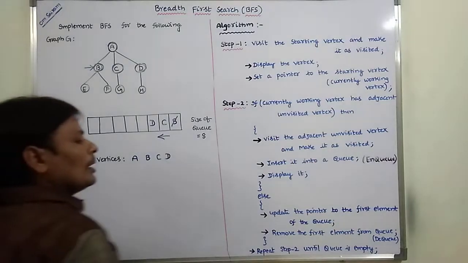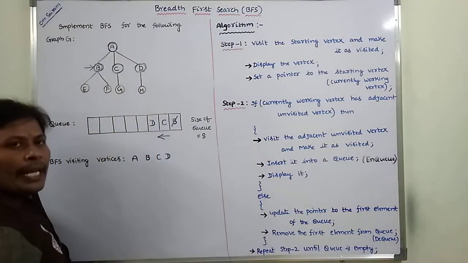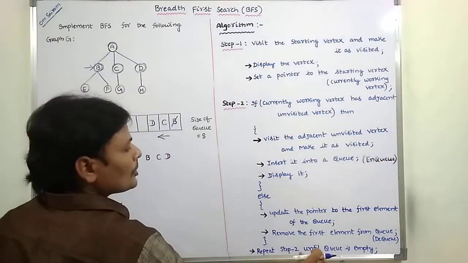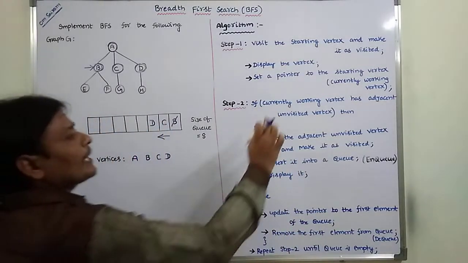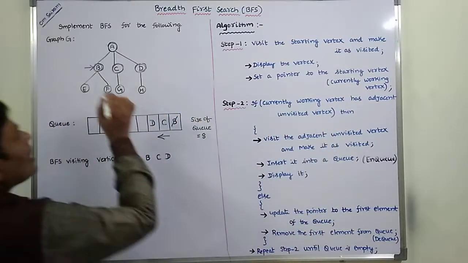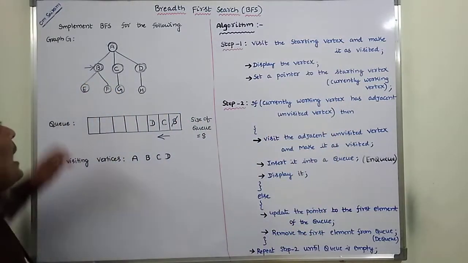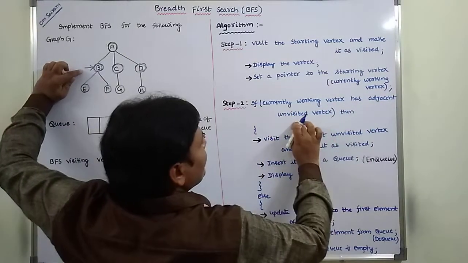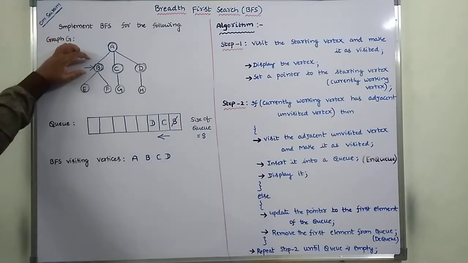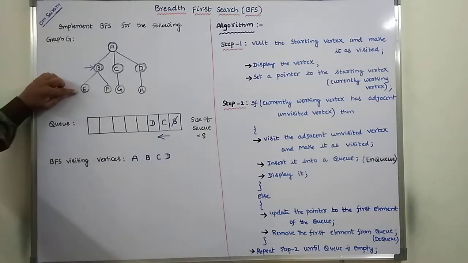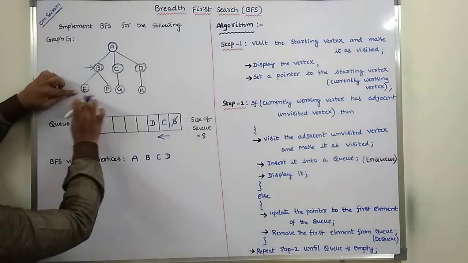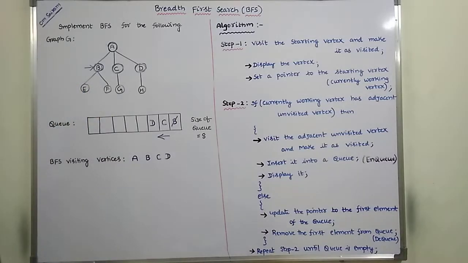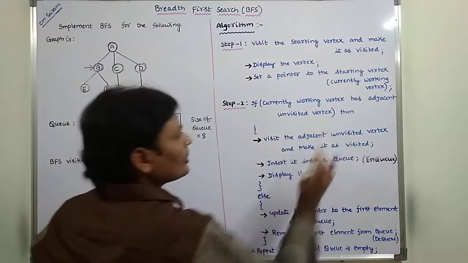Okay, so here, Q is empty? No, because C and D are there in the Q. So then go to step 2. If the currently working vertex, now the currently working vertex is capital B, has adjacent unvisited vertex. Yes, capital B has 2 adjacent vertices that are not visited, capital E and capital F. So yes, this condition is true.